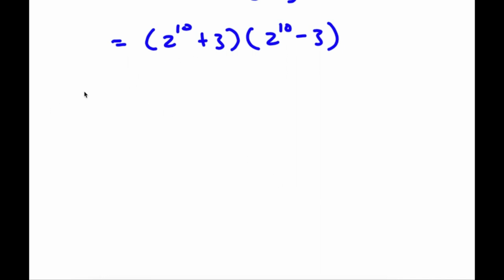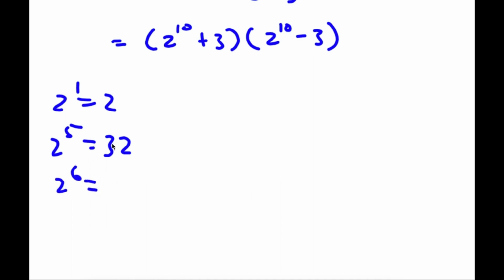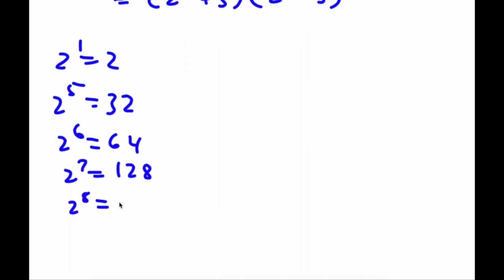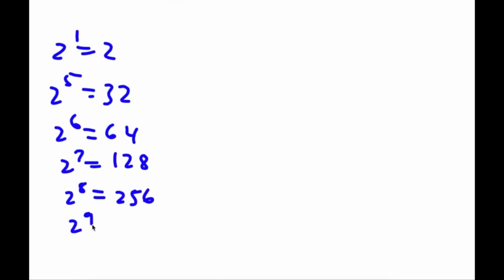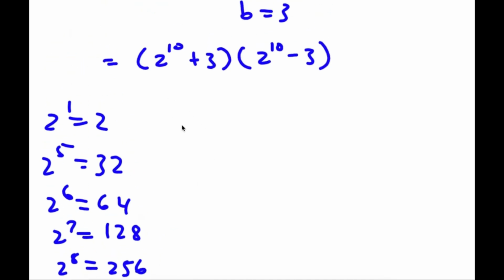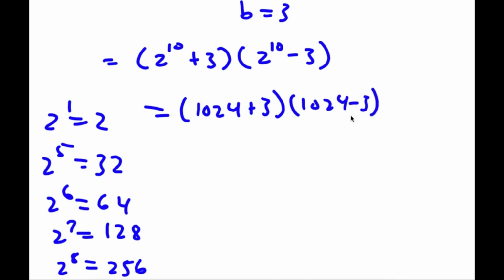Now 2 to the power of 10, well, 2 to the power of 1 is equal to 2, and 2 to the power of 5 is equal to 32. So 2 to the power of 6 is equal to double of 32, 64. 2 to the power of 7 is double of 64, which is 128. 2 to the power of 8, double of 128, 256. 2 to the power of 9, double of 256, which is 512. Finally, 2 to the power of 10 is double of 512, which is 1024. So now I have 1024 plus 3 times 1024 minus 3.